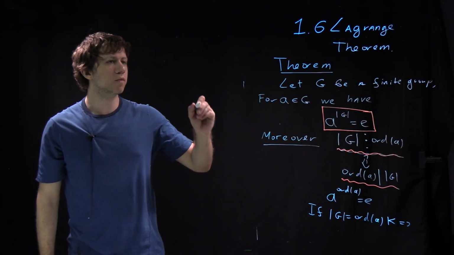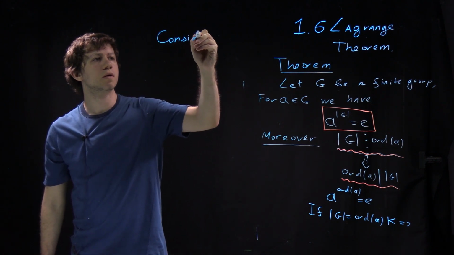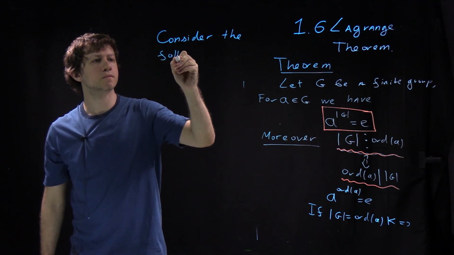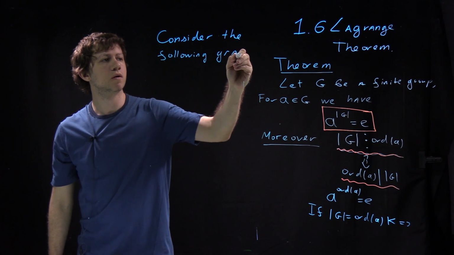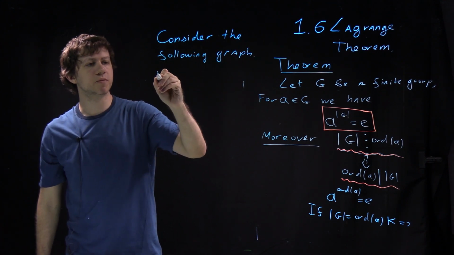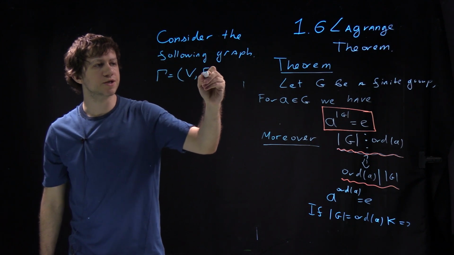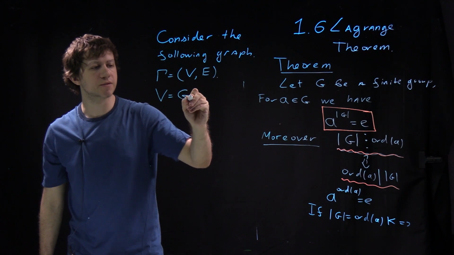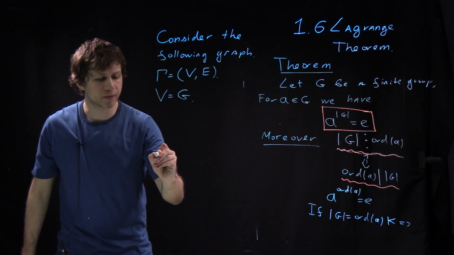Okay, so consider the following graph. So the graph will be exactly this: an oriented graph, with vertices and edges. Here the vertices are just elements of the group. So basically my picture will be like that.